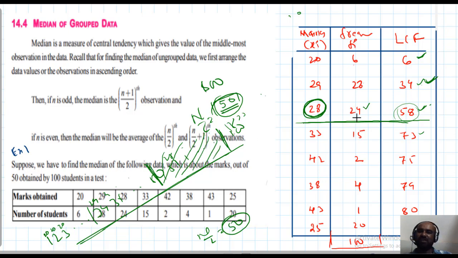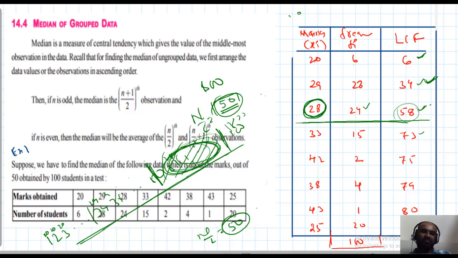How many students are there in this area? 24 students are there. In this 24 only, the 50th student will be, and the 51st student will be. But I don't know the exact marks of these 24 members. So what is the assumption? All got 28 marks only.